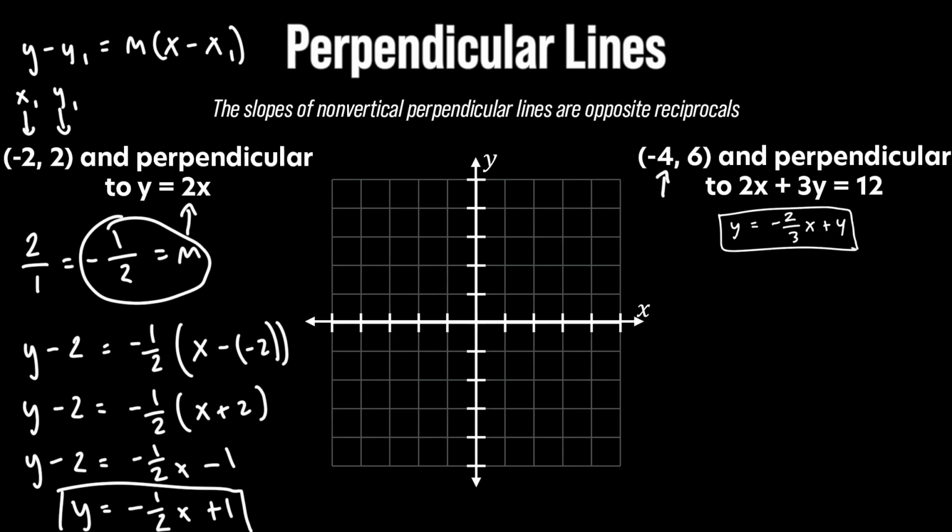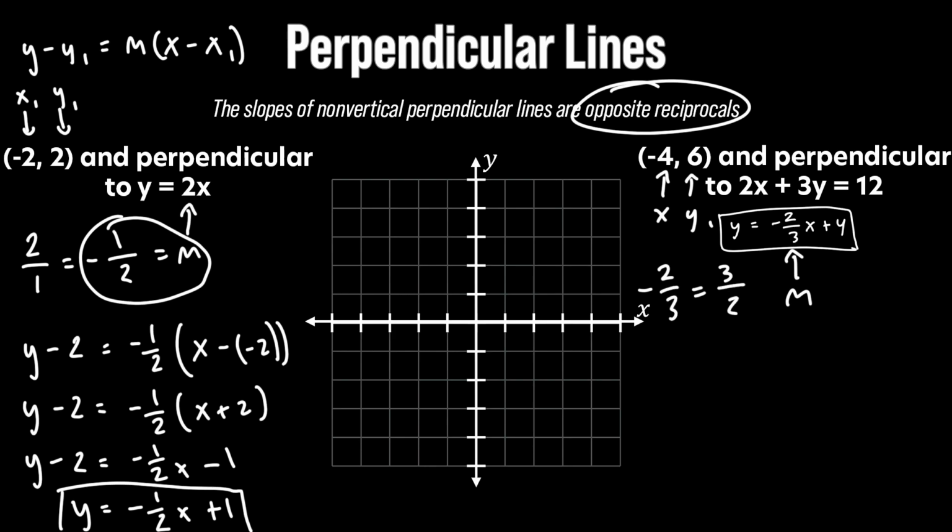Of course, again, we have our x1 and we have our y1, and we have our value of m, which is negative 2/3. Now, the slope of the line we're given is negative 2/3, but we need to find the opposite reciprocal so we can find the perpendicular line. The opposite reciprocal of negative 2 over 3 is going to be 3 over 2, and that's going to be our new value of m.